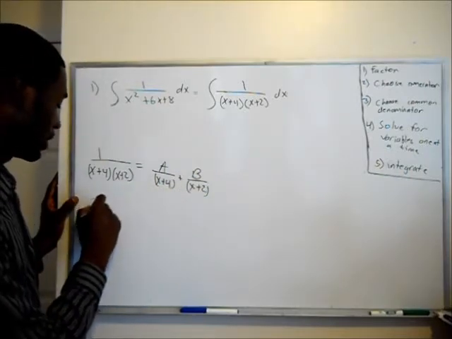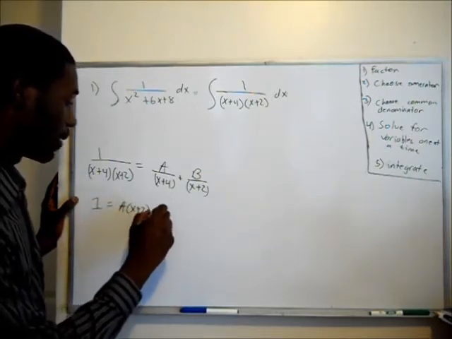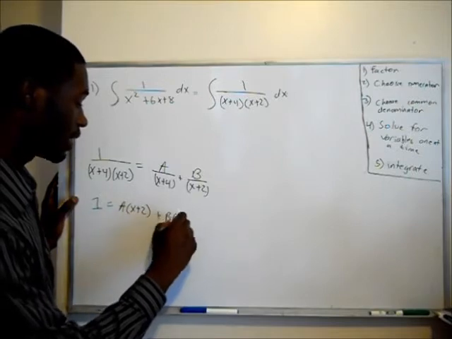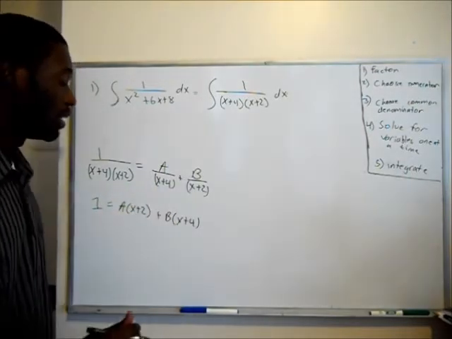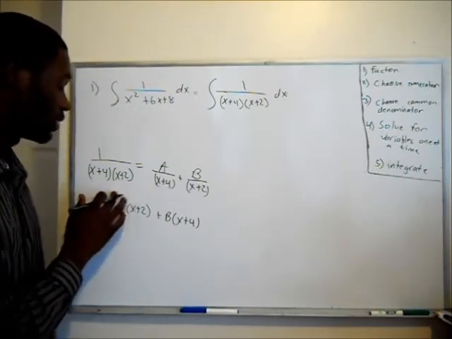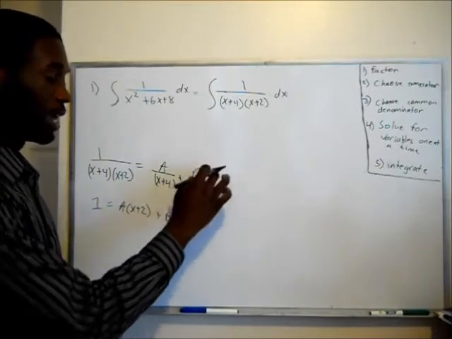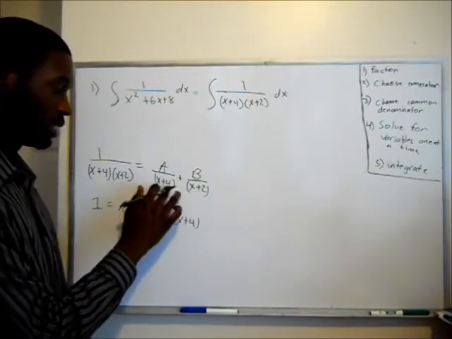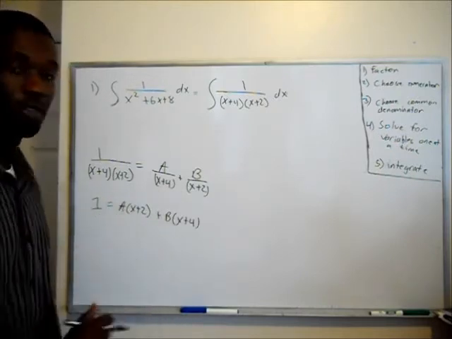So it's going to be 1 equals a times x plus 2 plus b times x plus 4. I sort of cross multiplied, but it's more of me just wanting to pick a common denominator. The common denominator has to be x plus 4 times x plus 2. So a already has x plus 4, and I need to multiply by x plus 2. And the b already has x plus 2; it's missing this one. So that's my new equation that I can solve to find out what a and b are.